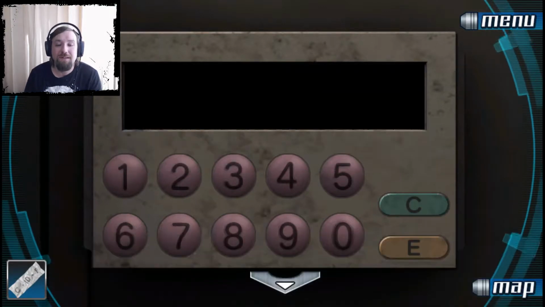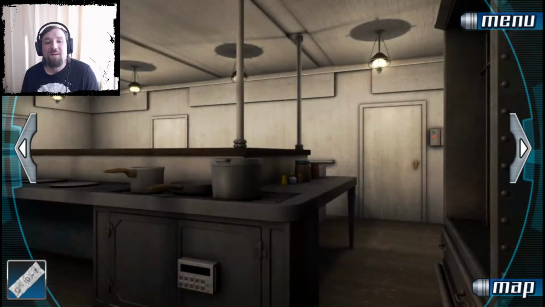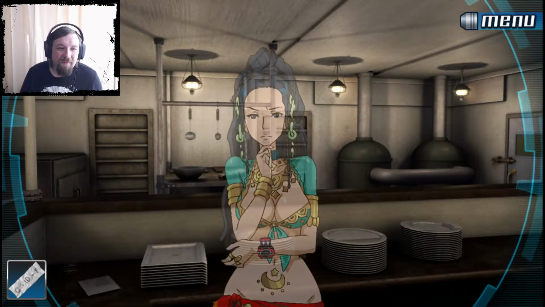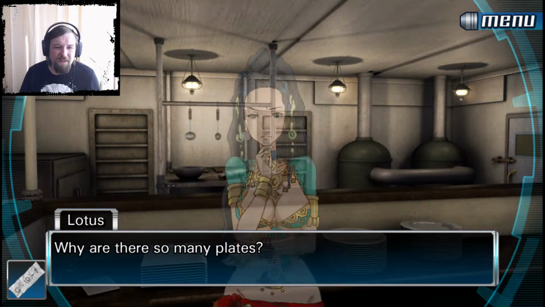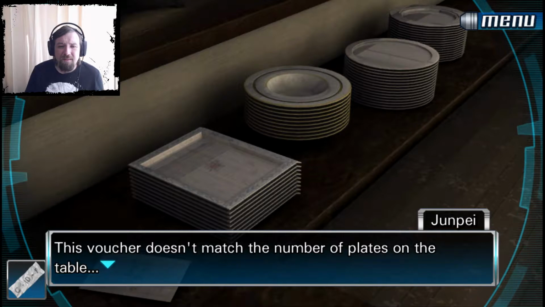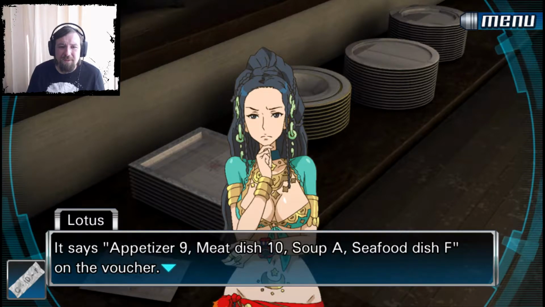Ah, the voucher next to the plates. Okay, let's go check that out. I need to write everything down first anyway. That was my big mistake there. There's a voucher, here we go. Doesn't match the number of the plates on the table. It says appetizer 9.